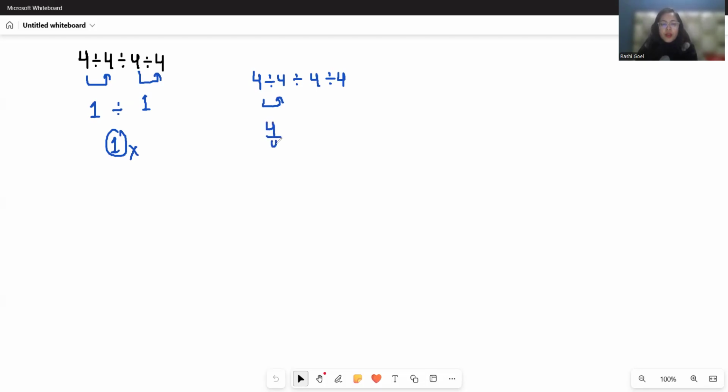So 4 divided by 4, then divided by 4, then divided by 4. So it's 1 divided by 4 divided by 4. So it becomes 1 by 4 divided by 4. Now there are two different terms, that is 1 by 4 divided by 4 and 1 by 4 multiplied by 4. When there is a multiplication sign, you can cancel out, the answer is 1.